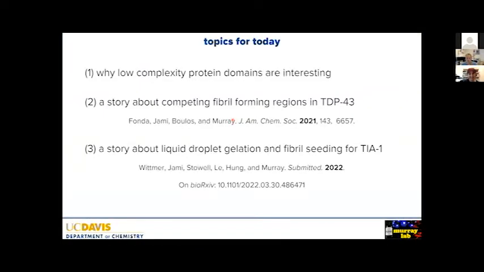Okay, so first I'd like to just give you an overview of what I'm going to talk about today. First, I'm going to tell you about why low complexity protein domains are interesting. And I really wanted to point out two pieces of work that have come out of my lab. First was published in JACS about a year ago about TDP43. And this other work, which we actually posted to the bioRxiv preprint server last week. So this is very recent work related to the protein TIA1.